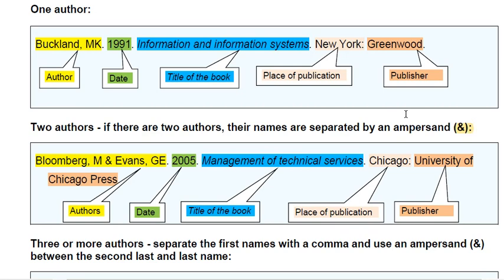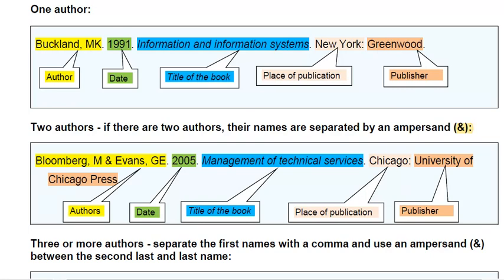Then we continue with our business, which is the date, title of the book in italics, place of publication, which is supposed to be the town or the city. Then our colon, we have the publisher. That's it. Simple as that. We have been losing marks for just this simple and straightforward stuff, guys.